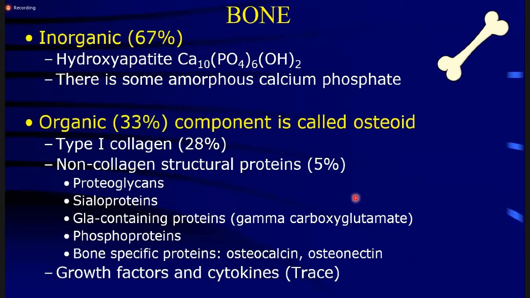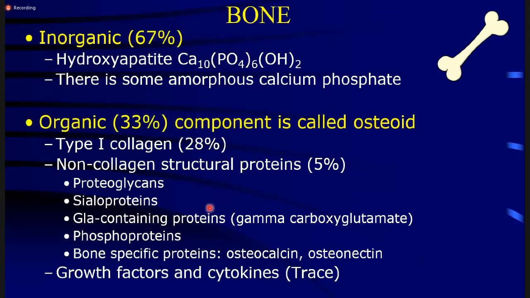We are discussing that bone is composed of inorganic and organic components. The inorganic part is made up of calcium phosphate salts, and one of the most important calcium phosphate salts is in the form of hydroxyapatite. Then the organic part, which is of lesser proportion, makes up 33% of the bone and is called osteoid. It contains type 1 collagen.